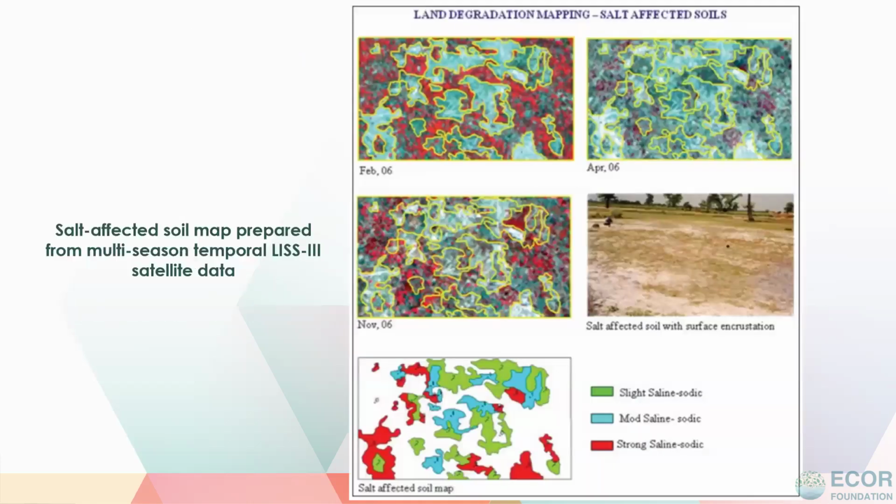So here we see a real world example derived from the multi-season Landsat data. By comparing the reflectance from different periods, we identify where the salinity spreads over time. Multi-season data is crucial because salinity often appears seasonally depending on the irrigation and the evaporation cycle.